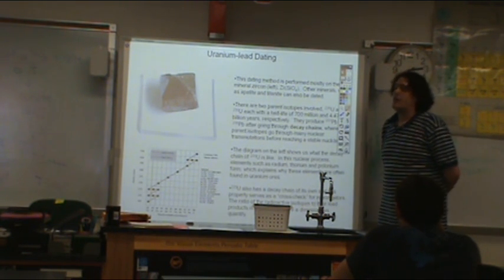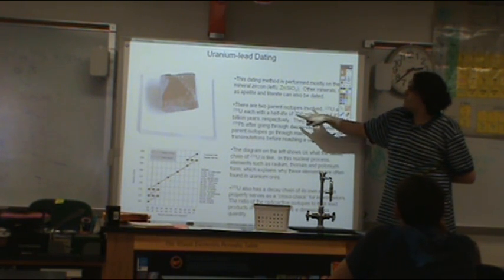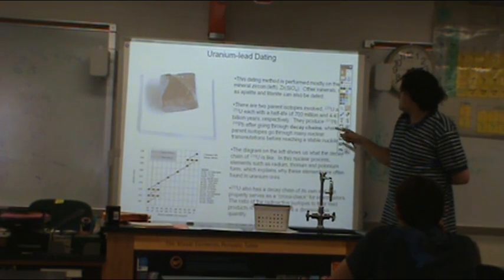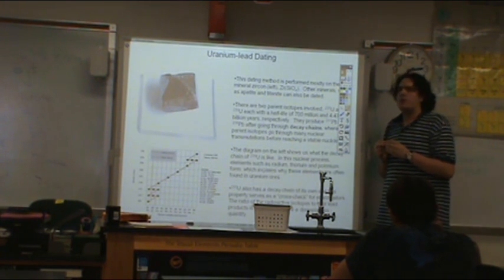And that's a good thing. And the other good thing is that because there are two decay series associated with uranium dating, we can use it as a cross-check for the age that we get.